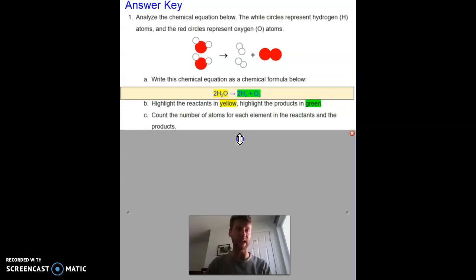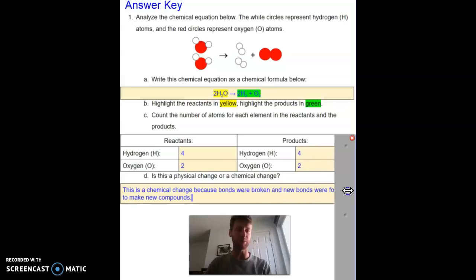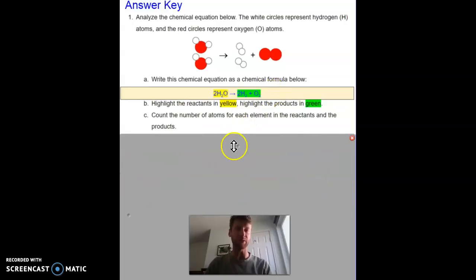Next, count the number of atoms for each element in the reactants and the products. In our reactants, we have 4 hydrogen and 2 oxygen, and in our products, we have 4 hydrogen and 2 oxygen. I would love for you to make sure you're in the habit of trying to do that from the chemical formula, not by counting the circles.